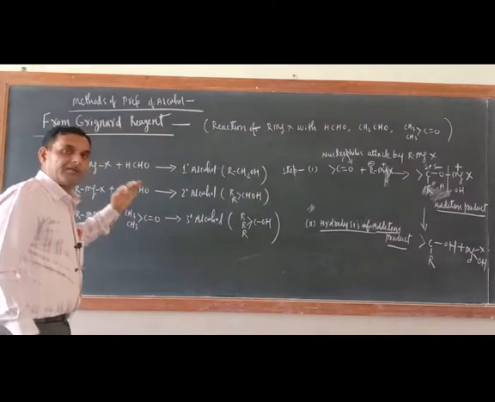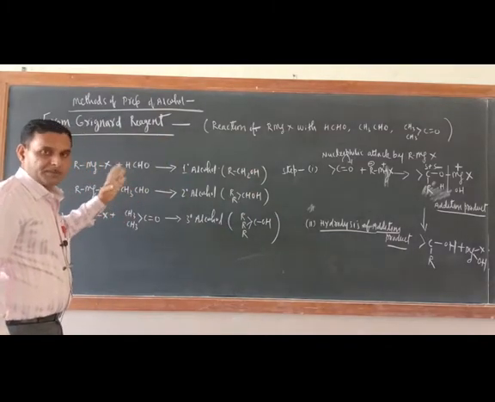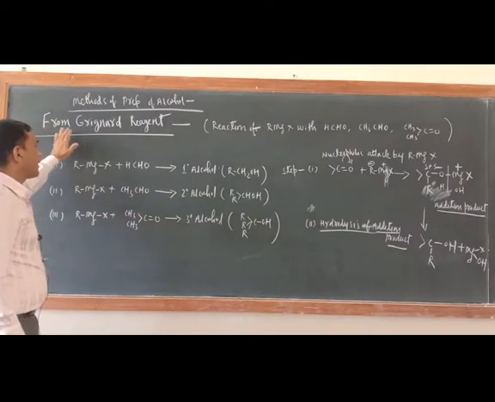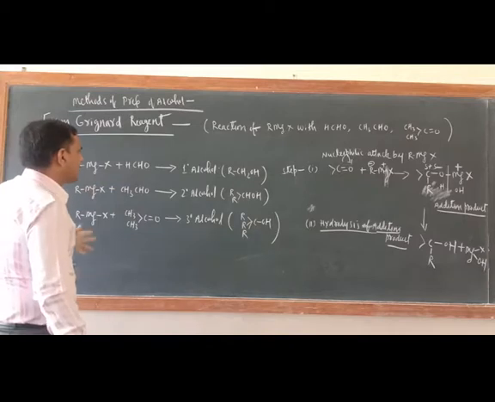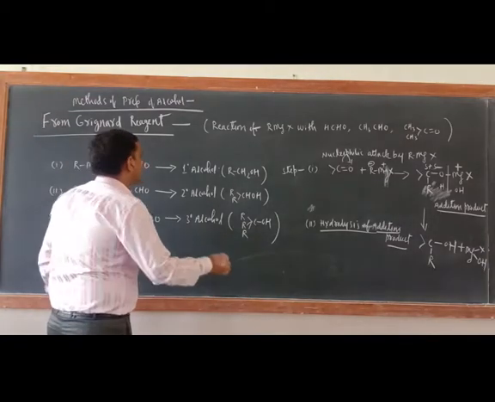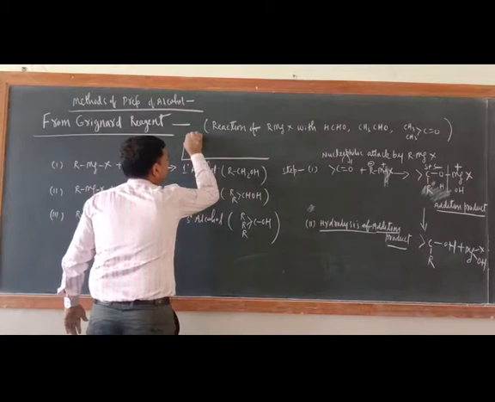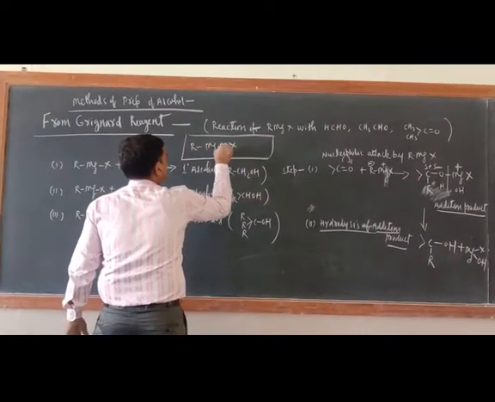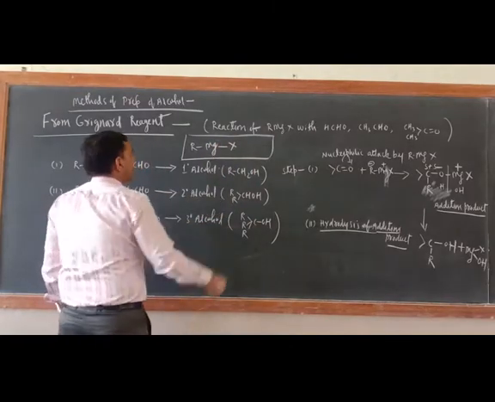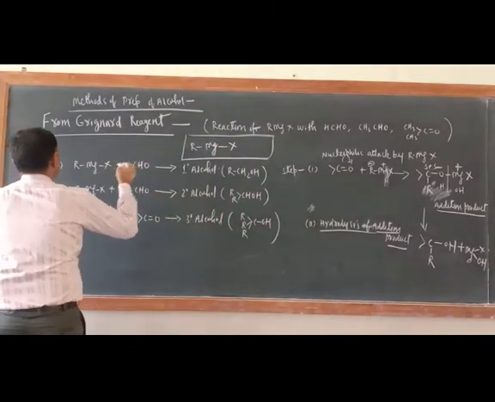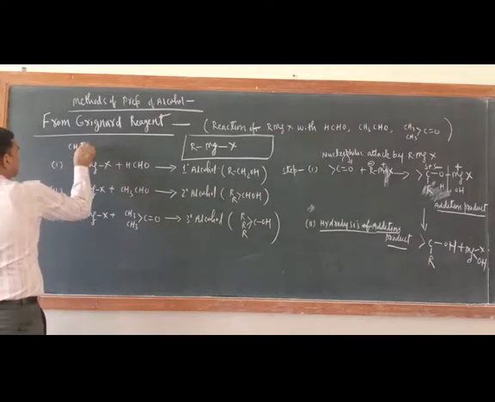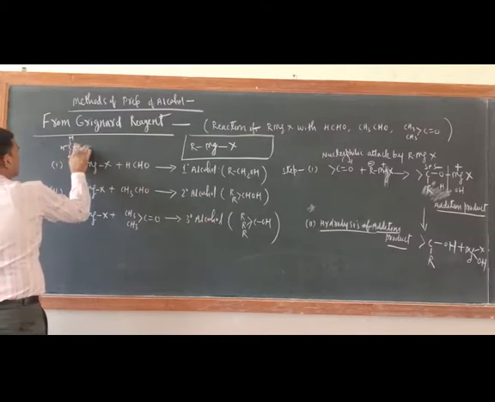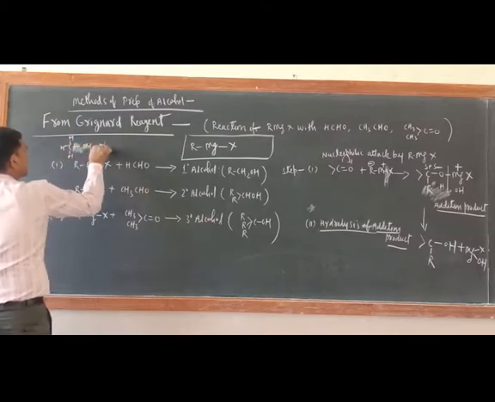Now, another very important method for the preparation of alcohol, for the examination, is from Grignard reagent. As far as the introduction of Grignard reagent is concerned, I already taught you. Once again, just see, this is RMgX. This is Grignard reagent. You can take one individual example also. Suppose this is CH3MgX.